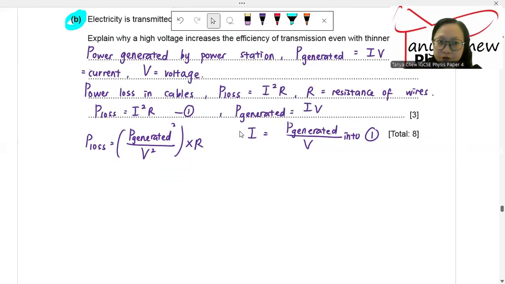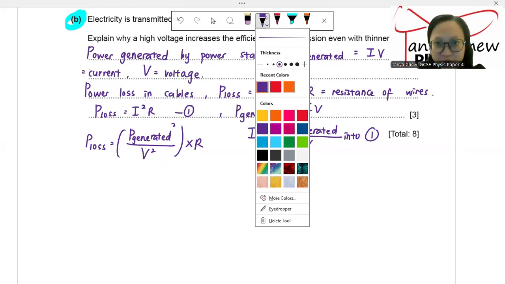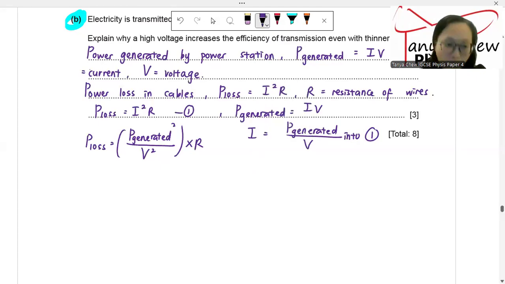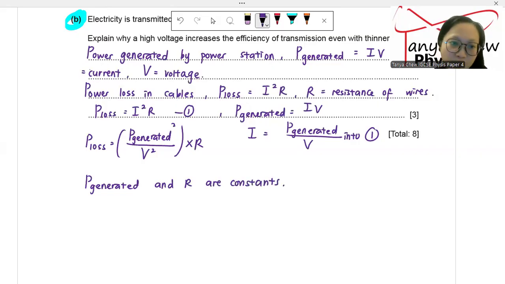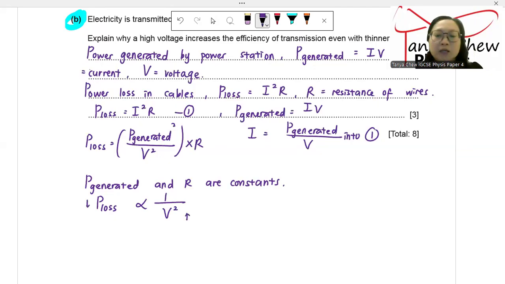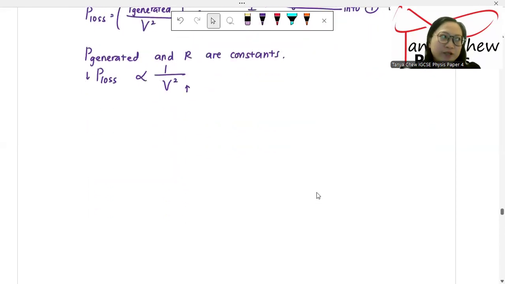What you can see from here is that the resistance of the wire is always constant because we are using the same wires. Power generated from the power station is always constant at 230 volt to 240 volt. And R is constant. You have to tell us that. Hence, the power loss is inversely proportional to V squared. That is why when you step up to a very high voltage, the power loss could be decreased. So it is more efficient because there is less power loss. So that's the explanation. I hope you could understand.